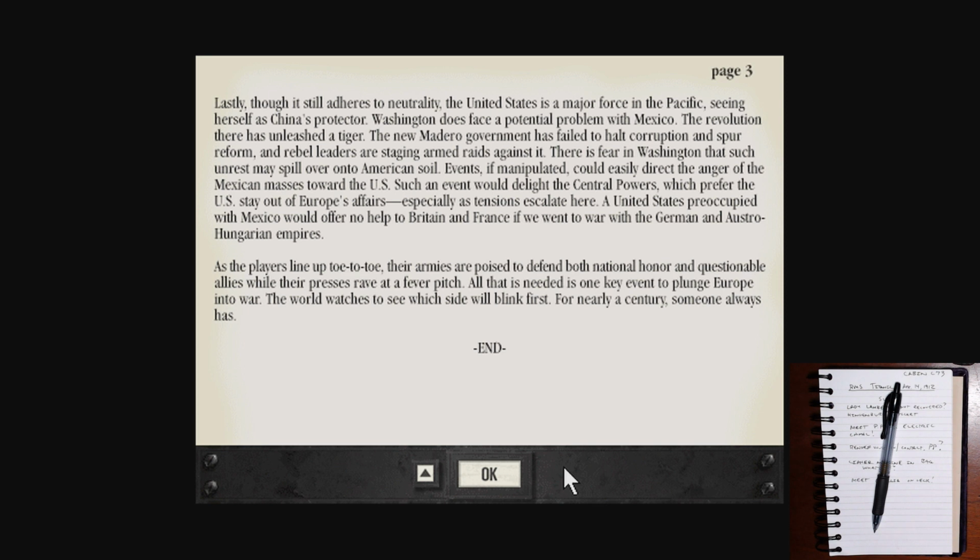As the players line up toe-to-toe, their armies are poised to defend both national honor and questionable allies, while their presses rave at a fever pitch. All that is needed is one key event to plunge Europe into war. The world watches to see which side will blink first. For nearly a century, someone always has.